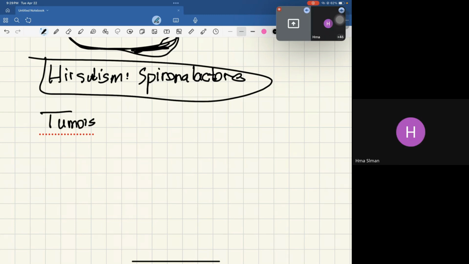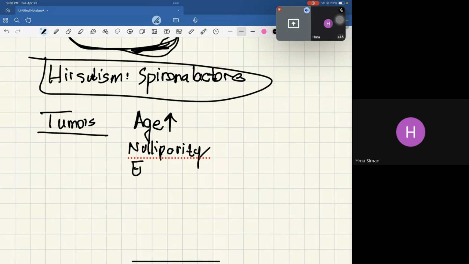Nulliparity. Yes, the most common one is advanced age. And then nulliparity, again, anything that increases the estrogen exposure. So early menarche, late menopause, endometriosis, BRCA1, BRCA2 mutations. And what are the things that reduce the risk of ovarian cancer? So that would be breastfeeding, OCPs, or tubal ligations.